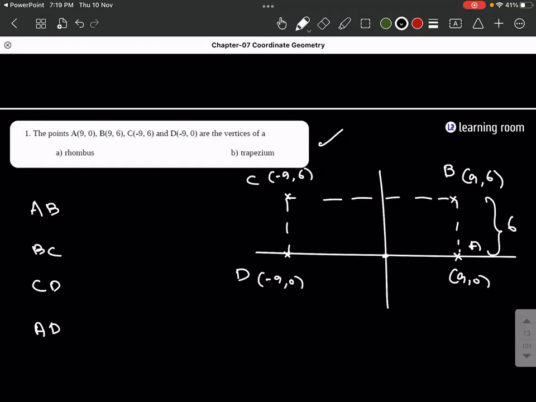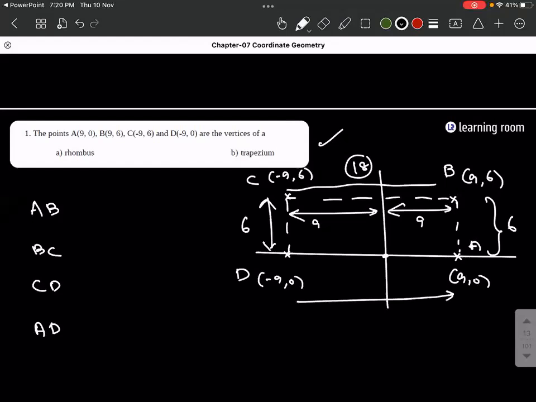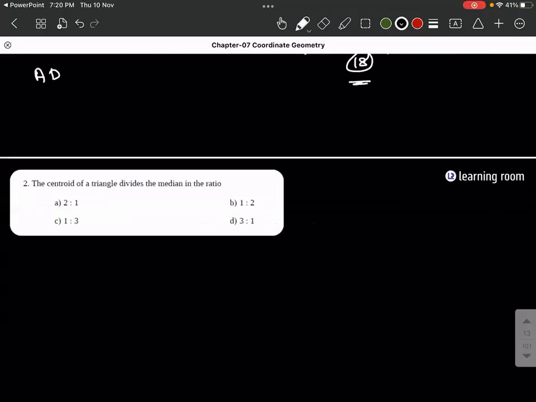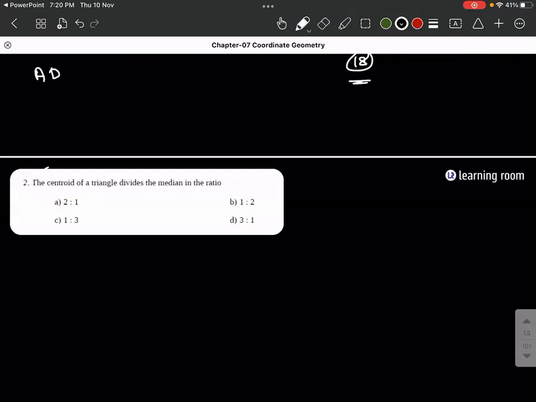AB is 6. What is BC? BC is 18, because this is 9 and this is 9. And what about CD? 6 again, and AD is going to be 18. So it is going to be a rectangle. The options are not given here. C square and D rectangle. Answer will be a rectangle. Simple, right? Next. The centroid of a triangle divides the median in the ratio.